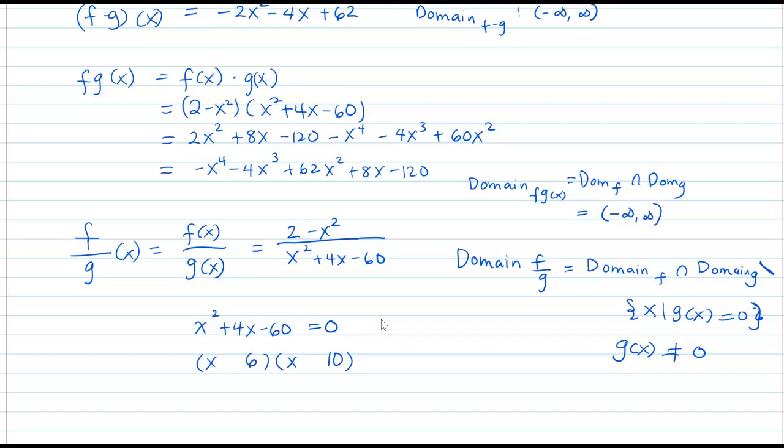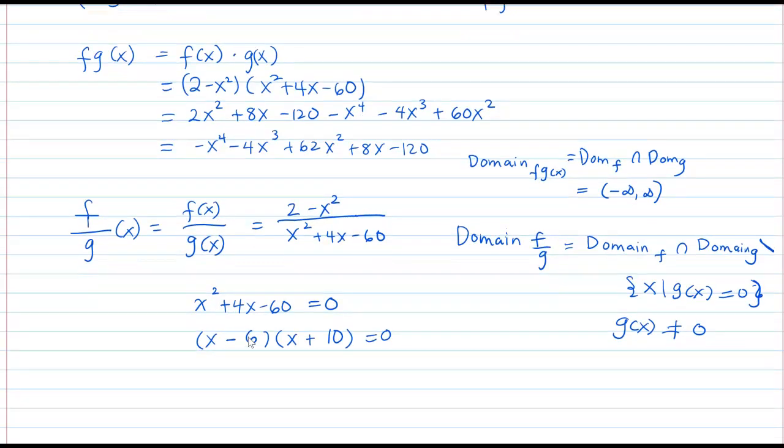Now, which one gets the positive sign? 10 is positive and then 6 is negative, because if you check, you will have negative 6x and positive 10x. Positive 10x minus 6x is positive 4x, and that's the middle term. So these are the factors. So we have x equal to 6 and x equal to negative 10. So these are the values of x that will make your denominator 0. So you don't want that. You want to exclude that from the domain of your function.